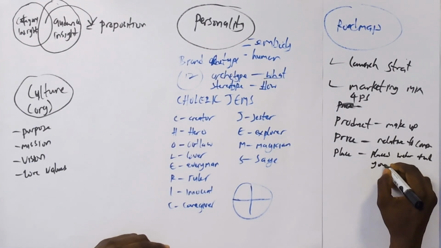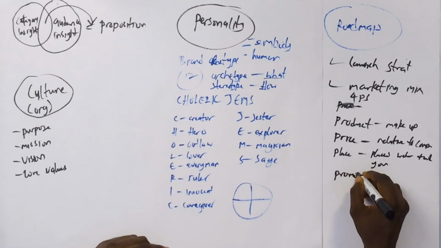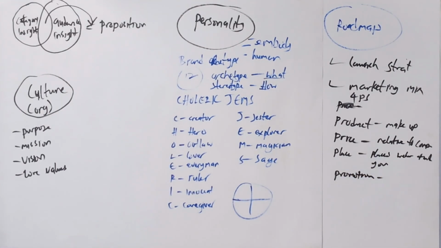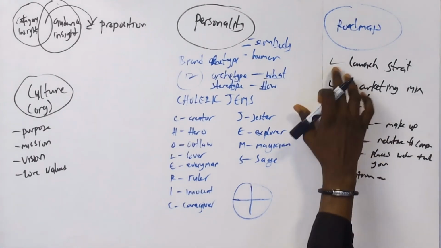And then last thing, you have the promotion. How are we going to get ourselves out? How do we get visibility? How do we get sales? What are the promotional strategies that are going to be used? So this also is very important for the roadmap.